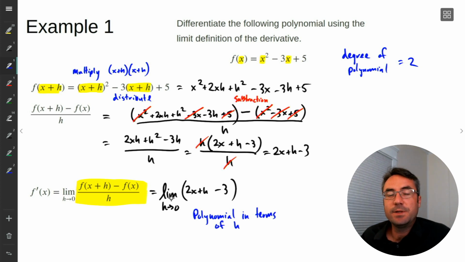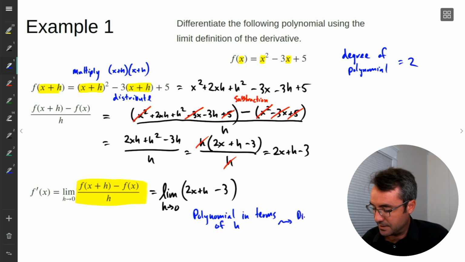So we're doing the limit as h goes to 0. So it might seem weird. There's an x here, which we think of as a variable, and there's an h here, which we're also thinking of as a variable. But if we think about the limit that we're calculating, we're doing the limit as h goes to 0. So x isn't changing in this limit calculation. h is the thing that's changing. So we can view this 2x plus h minus 3 as a polynomial just in terms of h. So we can do direct evaluation to actually calculate this limit.